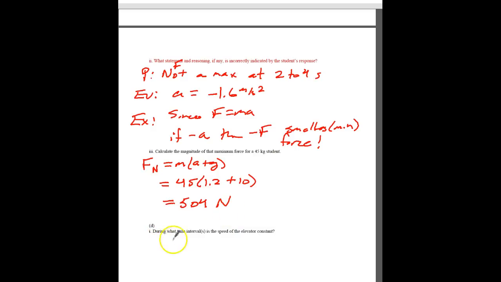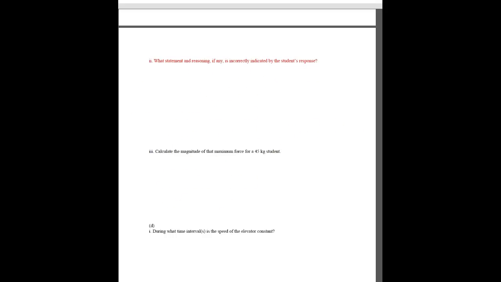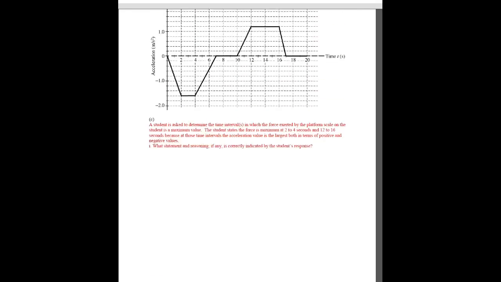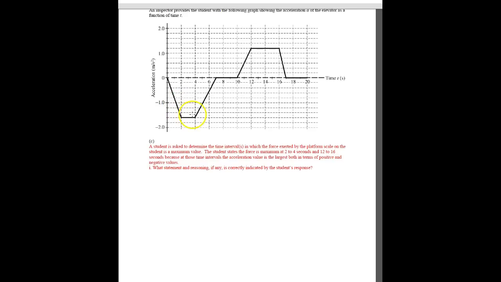Next part is during what time interval is the speed of the elevator constant? So let's go back to the graph and try to figure out where the speed of the elevator would be constant. Constant speed is where the acceleration is 0. So if our acceleration is 0, notice it's not 0 here, it's flat, but it is 0 from 7 to 10 and from 17 to 20 seconds. So we want where our acceleration is actually 0. Be careful, it's not 0 there. And it's not 0 here, it actually has some values.